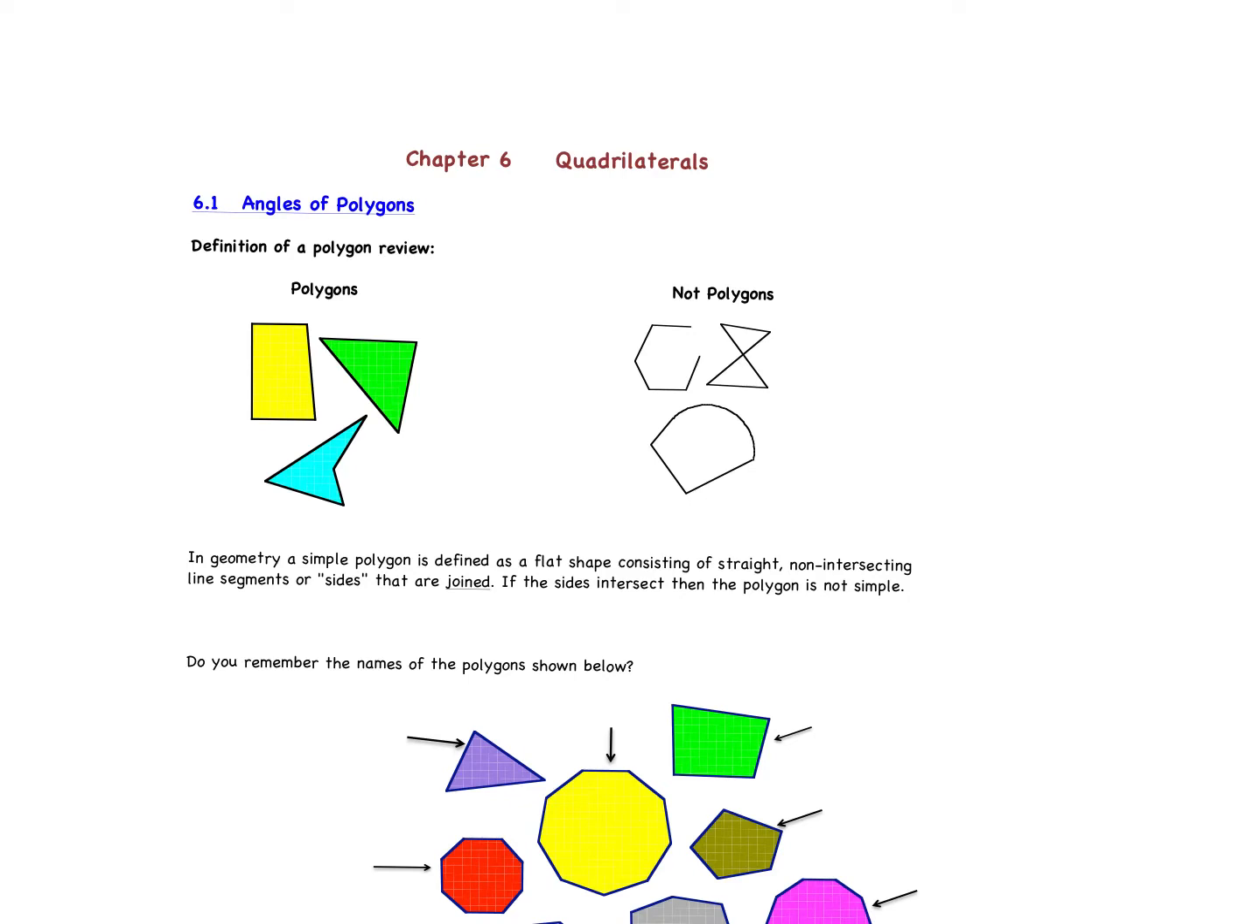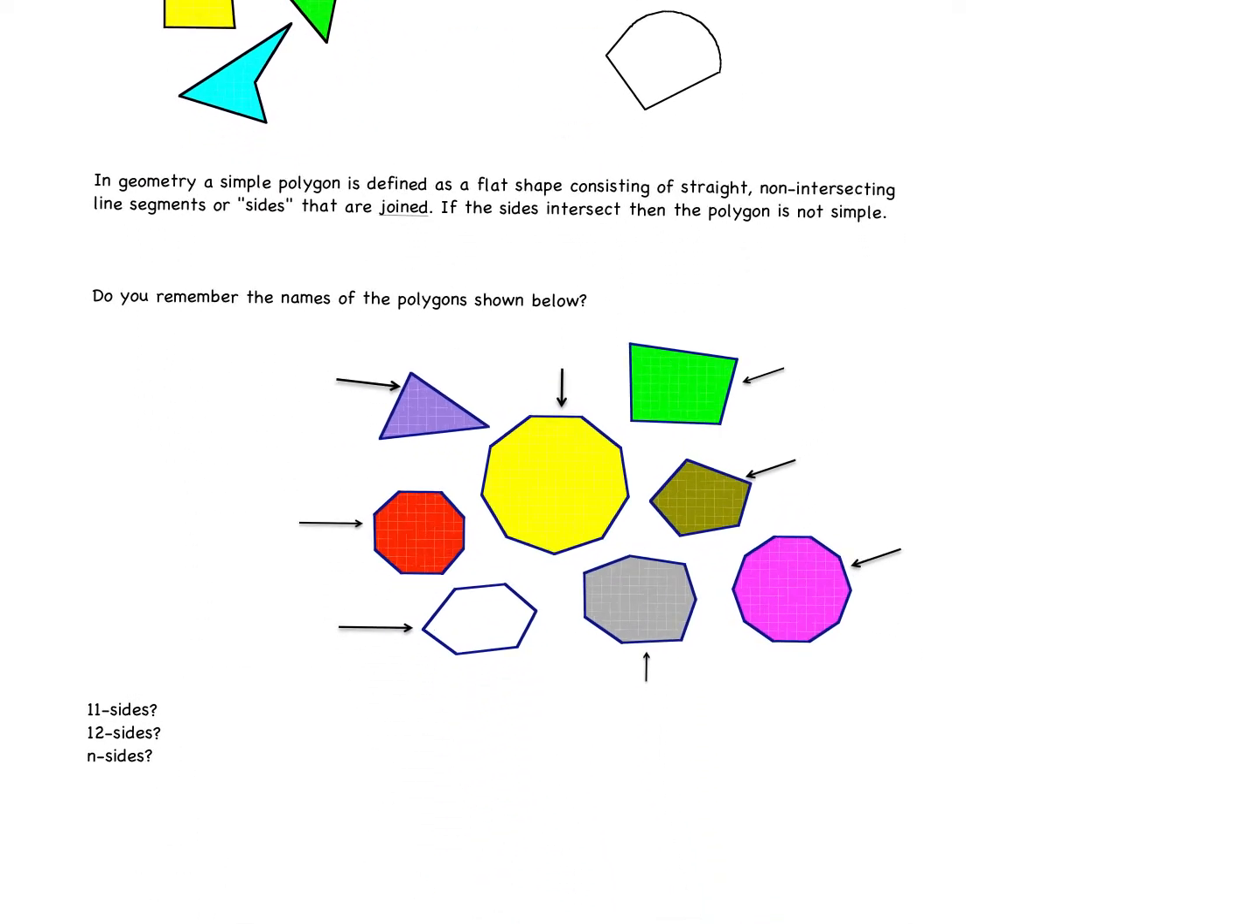So do you remember the names of the polygons shown below? I would like you to pause the video and write in next to the arrows. For example, we've studied the first one quite a bit. It's a triangle, the purple one with 3 sides. See if you can name these and then compare it to my answer. So pause the video, fill it in, let me know what you get.